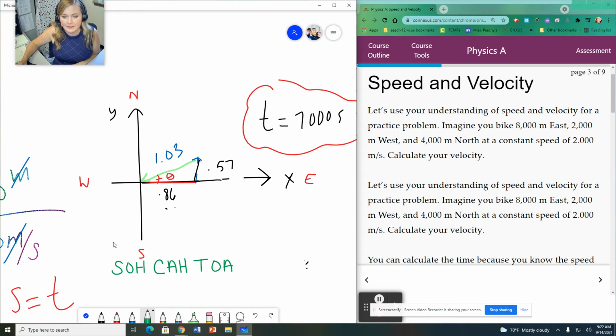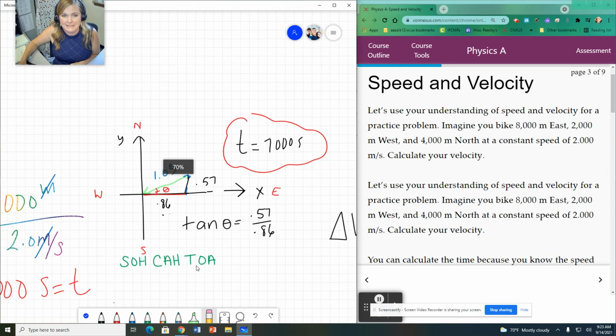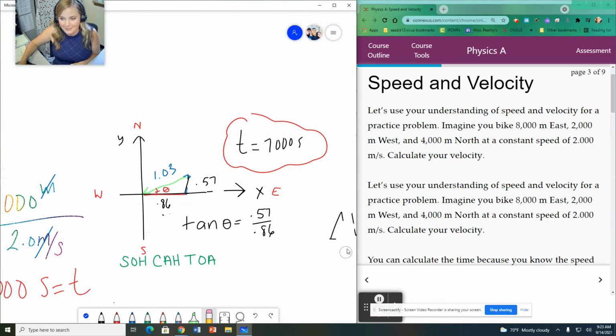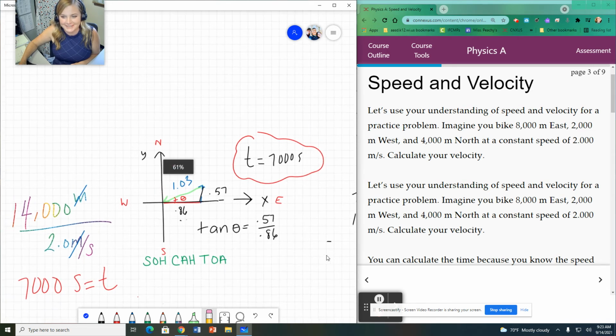We're going to use opposite over adjacent. So the tangent of theta is equal to 0.57 over 0.86. And again, you could use sine or cosine. If you use sine, you would just use opposite over hypotenuse. You would use 0.57 over 1.03. It doesn't matter. You're still just solving for the angle of a triangle. It's very much just geometry at this point, right? Maybe some bad flashbacks for you guys. I don't know. But you'll have to get over it because we'll be doing a lot of this.